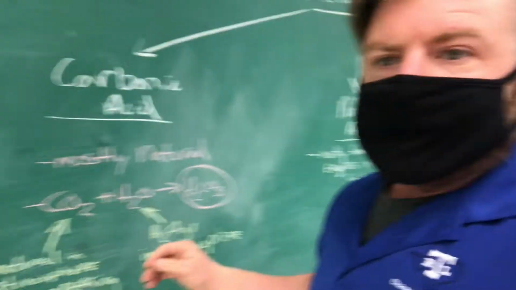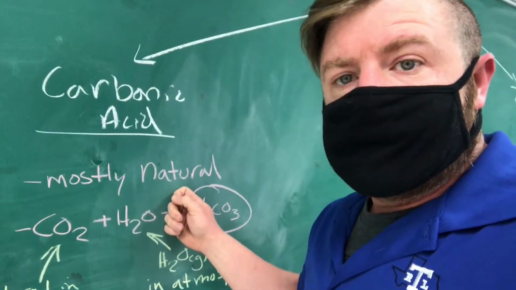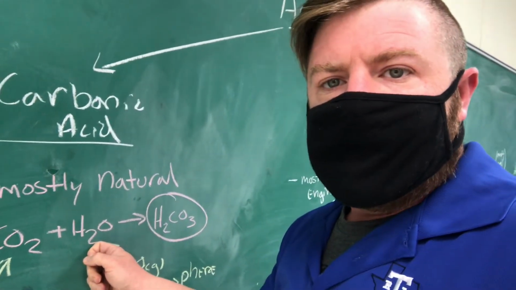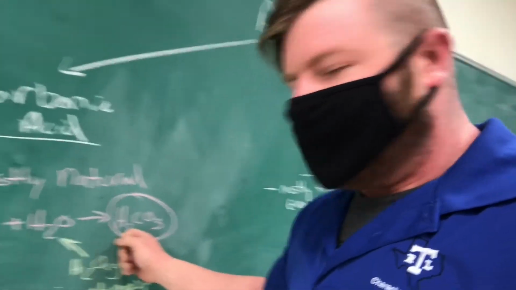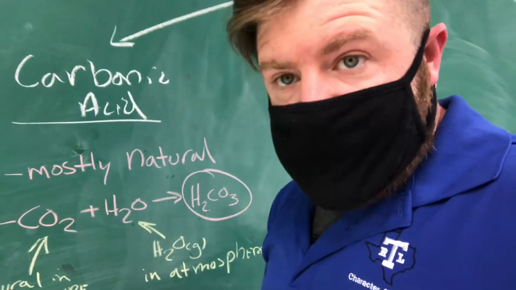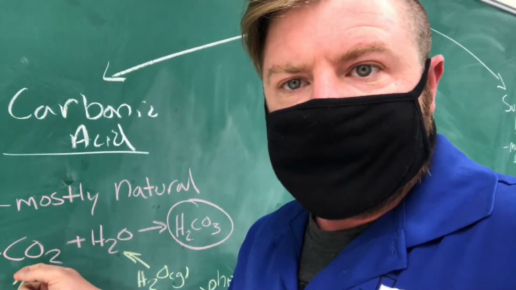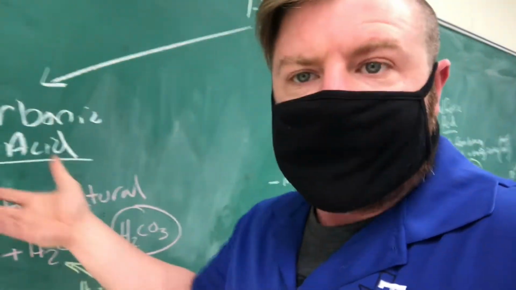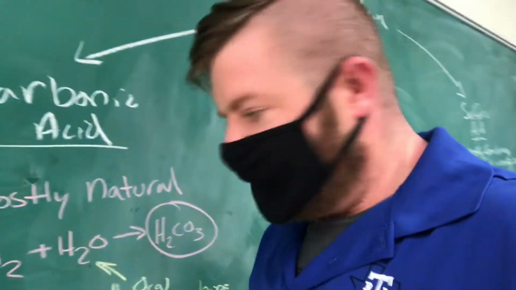First, the first one we're going to talk about is carbonic acid. This is almost entirely natural. What happens is that CO2 in the atmosphere combines with H2O(g), the gaseous form of water vapor in the atmosphere, and becomes H2CO3, carbonic acid. This is naturally occurring in the atmosphere, but it's increasing. As CO2 goes up, the reaction goes up. You remember from chemistry, as you add a reagent, the reaction increases and the product increases. H2CO3 is going to increase as we add CO2, obviously.